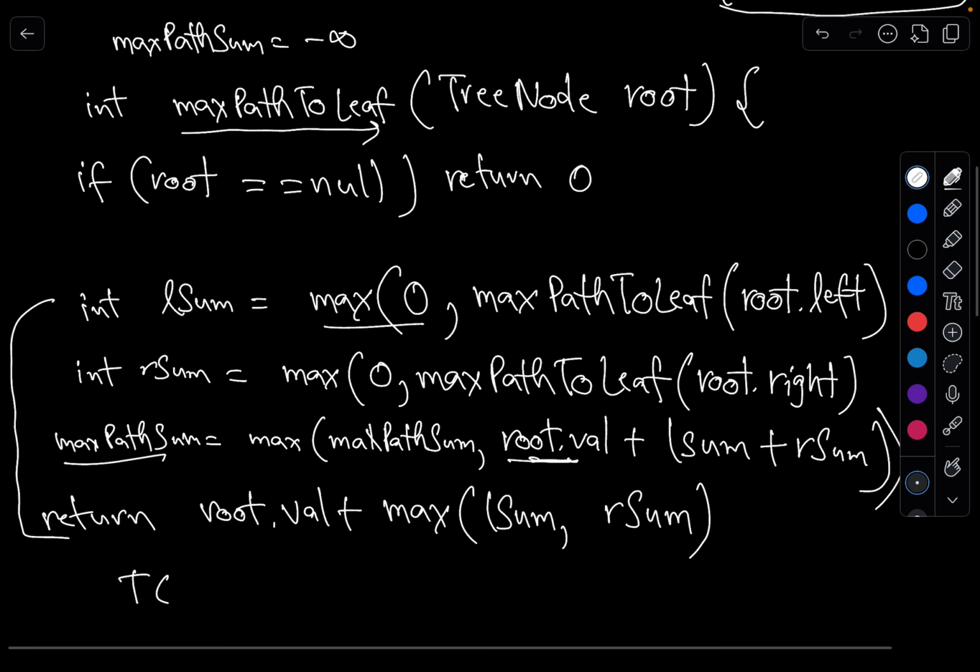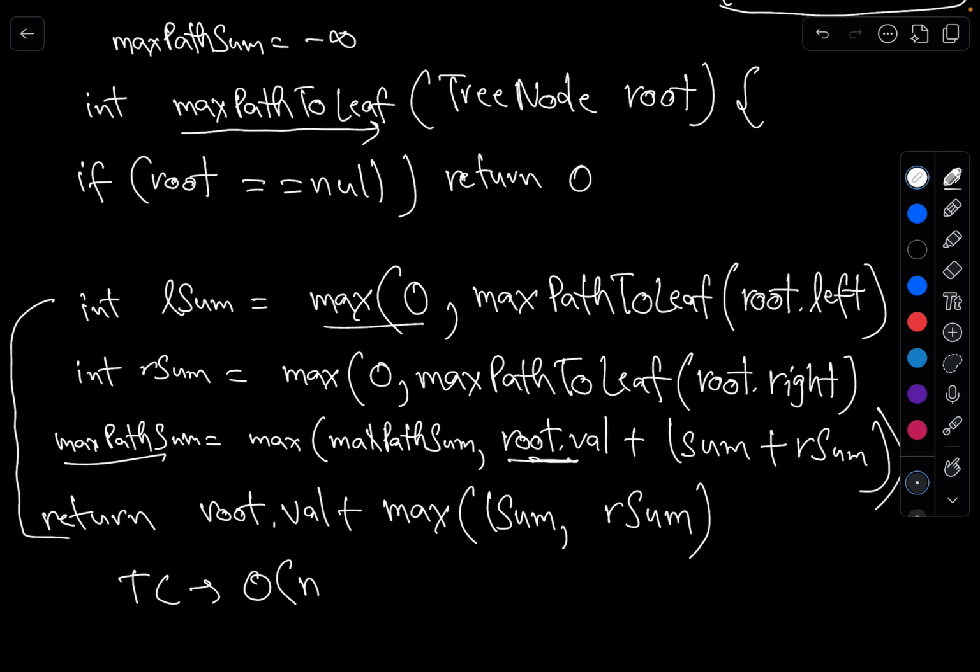And if you notice, what will be the time complexity of the solution? We are just visiting each node at most once, right? So the time complexity would be O of n, and the space complexity would be O of h, where h is the height of the tree in the stack trace. We can argue that in the worst case it will be O of n if our tree is skewed.